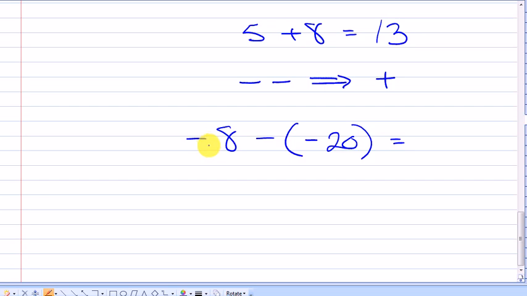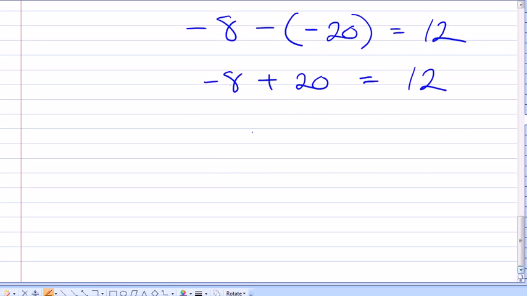Again, the first number stays the same. We do not bother with it. We leave it -8. Minus minus becomes plus 20. So -8 plus 20. Remember, when the signs are opposite, we subtract. We get 12. We take the sign of the larger number, which is 20. So it's a positive 12.